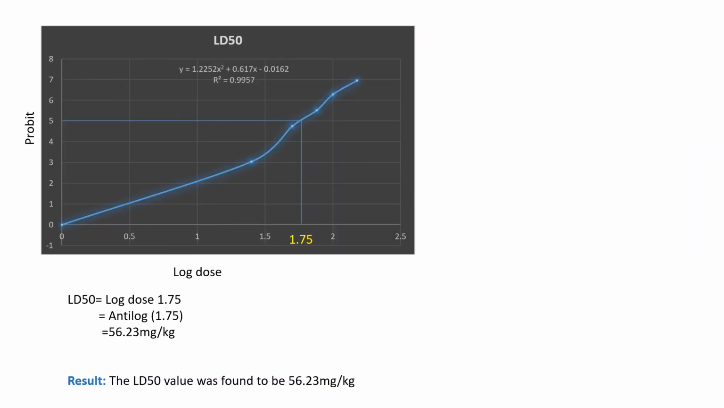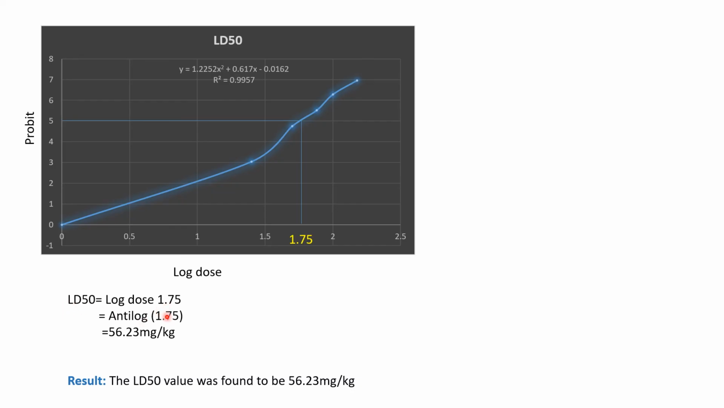So now we'll plot the graph. You can see here, on the x-axis we have taken the log dose, and on the y-axis we have taken the probit. Then we plotted the graph and got this line. LD50 means 50% of the death occurs. From the probit graph we observed that 50% is nothing but 5. So we extrapolate this 5 onto the x-axis, and we get 1.75. So our LD50 is a log dose of 1.75.